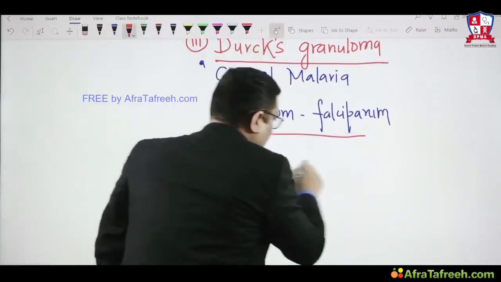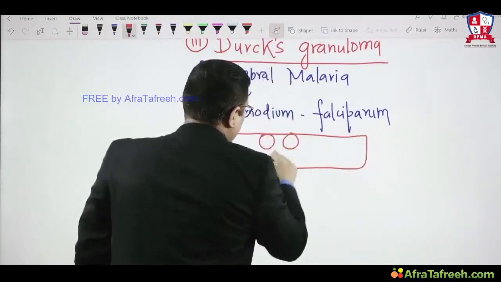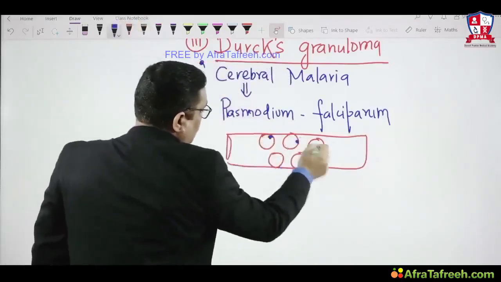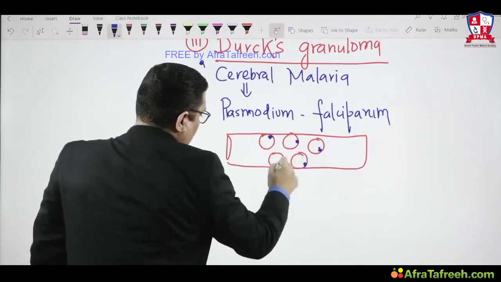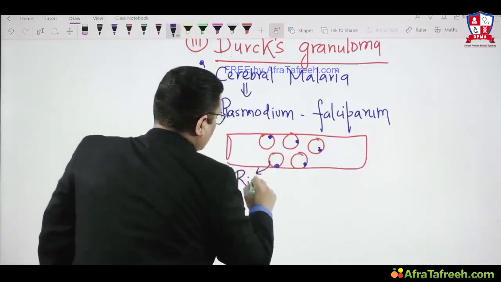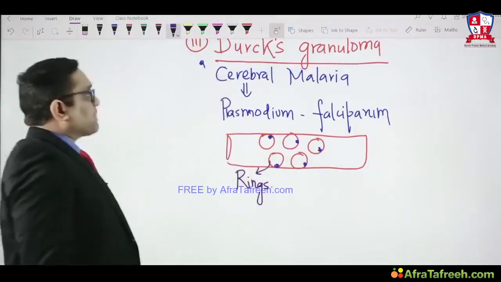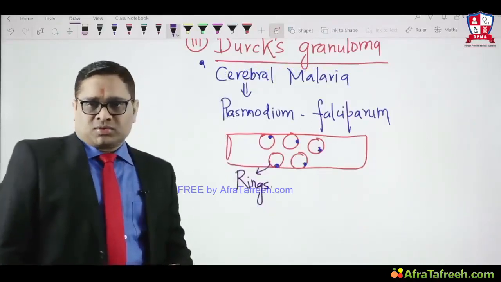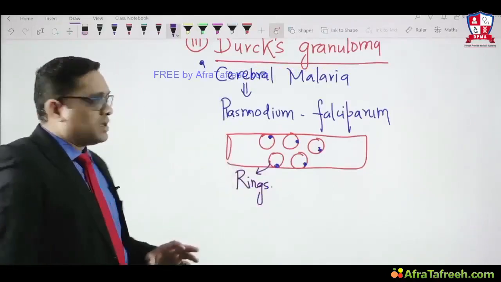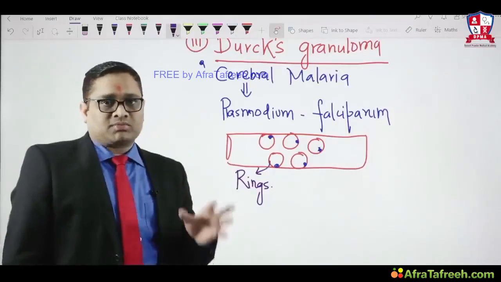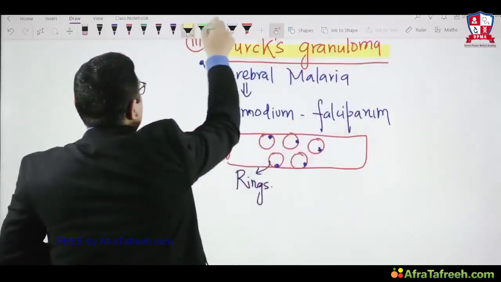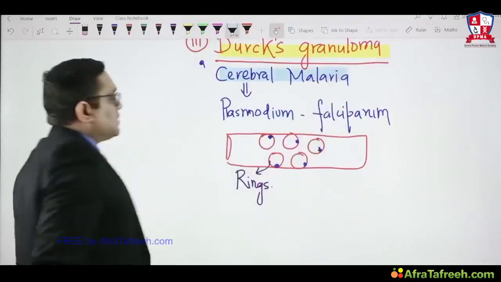In this blood vessel, you will notice they are flooded with rings of Plasmodium falciparum. This is the ring, and this blue color is the chromatin of the falciparum rings. So this is how you will notice rings of Plasmodium falciparum. This is the third type of special granuloma. So we have seen naked granuloma, stellate granuloma, and Dirk's granuloma, which is seen in cerebral malaria caused by Plasmodium falciparum, and this was a question in AIIMS as well as All India exam.